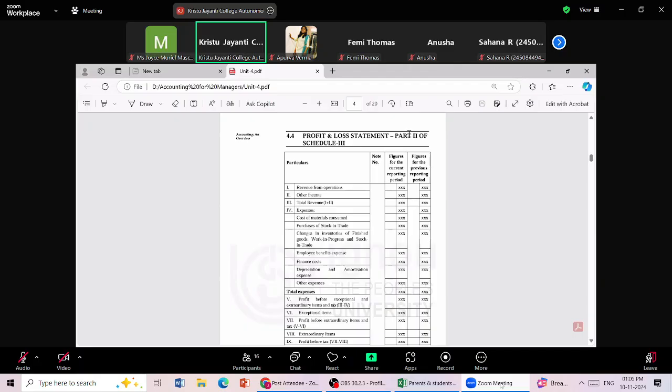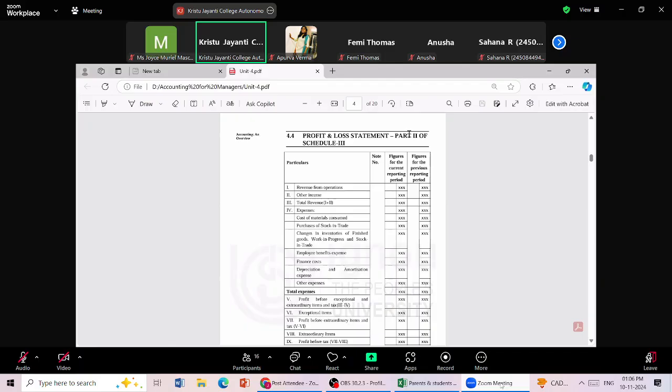Then changes in inventory of finished goods. Sorry, here the changes will come in the closing stock and opening stock. In purchase of stock in trade and cost of material, if it is mentioned with the cost of material, you bring it under the head called cost of material consumed. Or generally, if it is a purchase, you can bring it under purchase of stock in trade. Then employee benefits. Under employee benefits, all your salaries paid to the employees and all your administrative expenses, you can bring under the head of employee benefit expenses.